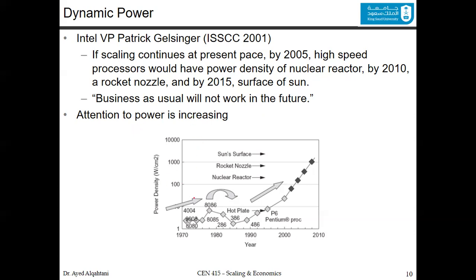Because of this and many other factors, attention to power is increasing. You can also look at this figure with years and power density. You can see here, at that time when 2001 happens, we were reaching this point, and it's moving up exponentially. And by 2010, we are reaching the surface of the sun.